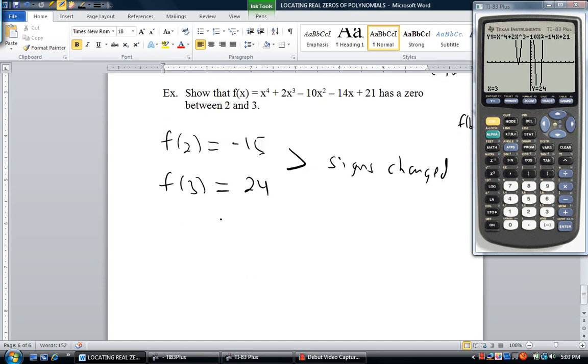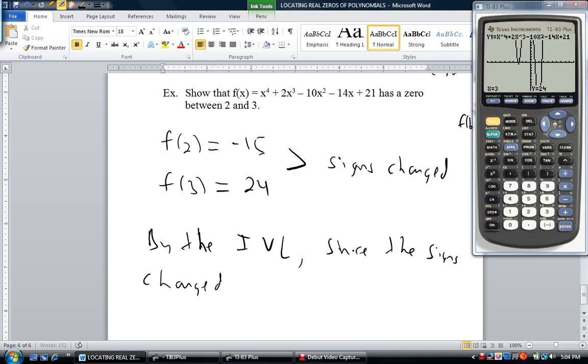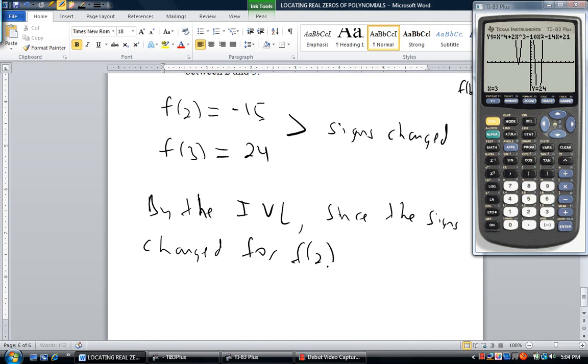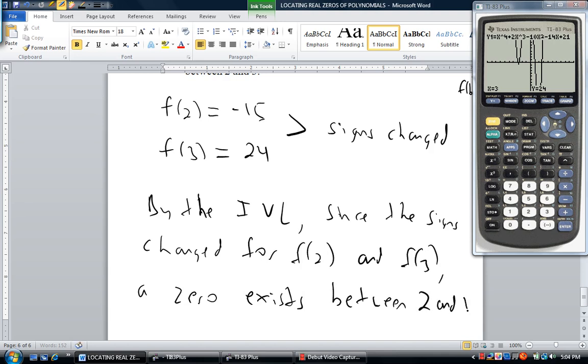What that means is, by the intermediate value theorem, since the signs change, just make sure you use the correct wording: for f of 2 and f of 3, a 0 exists between 2 and 3. That's what's going on. Since there's a different sign, the 0 does exist.